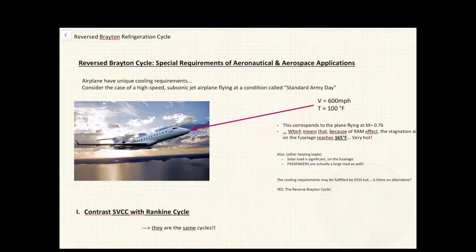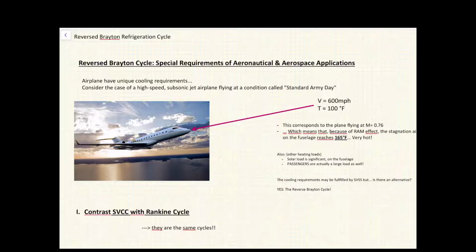All right, to motivate our interest in developing this cycle, let's look at some of the unique requirements of airplane refrigeration or airplane air conditioning systems. Consider this beautiful little airplane here that's taken off, and let's just say that it's flying in what the industry calls a standard Army day. This establishes a set of heat loads on various components that therefore establishes a set of requirements that a refrigeration system has to meet. In that particular case, we're dealing with an airplane flying at 600 miles an hour in an ambient temperature that's 100 degrees Fahrenheit.